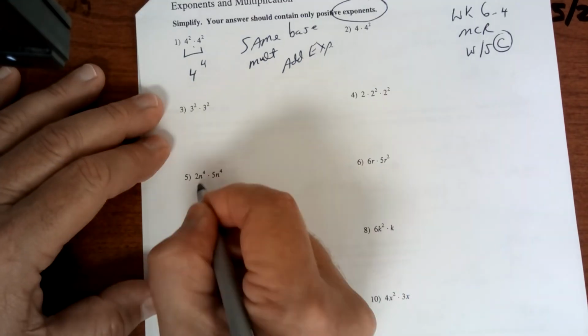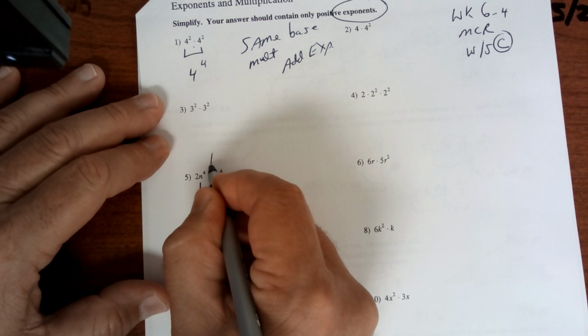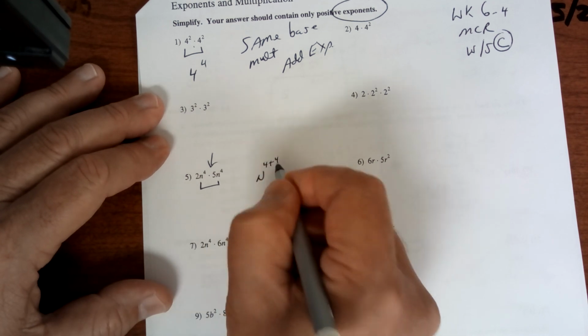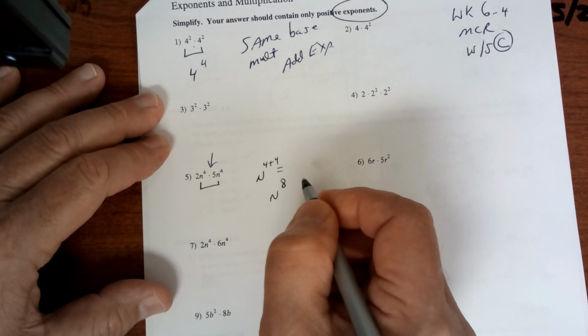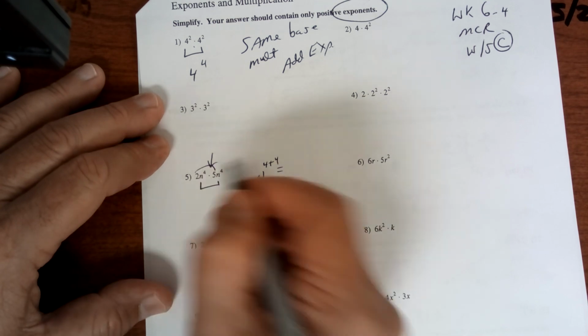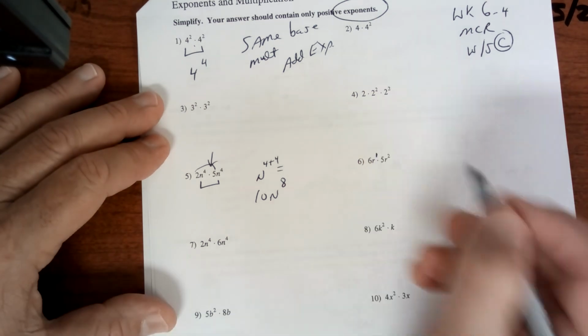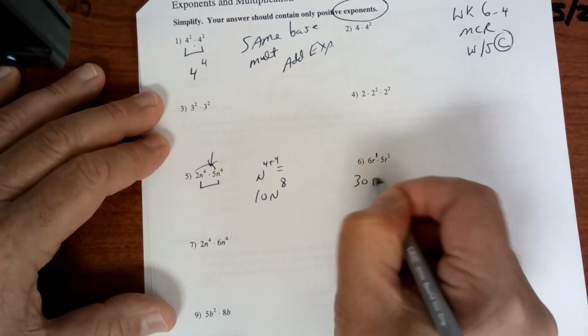Okay, this one right here, you have n and n, and you're multiplying. So that's going to be n to the 4 plus 4, which is going to be n to the 8th power, and then 2 times 5 is going to give you 10. So you multiply your numbers here. There's a 1 right here. So 6 times 5 is 30r to the 3rd power because 1 plus 2.